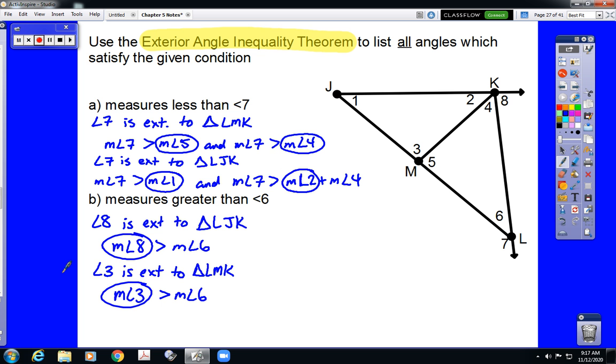At least with this rule, I know that the way it's drawn, angle 7 is bigger than angle 6, but that's not based on the exterior angle inequality theorem, so we ignore that. We're only looking for angles based on that rule. Now there is another one of these on the next slide, so please pause the video and try it on your own, and then resume the video to see how you did.